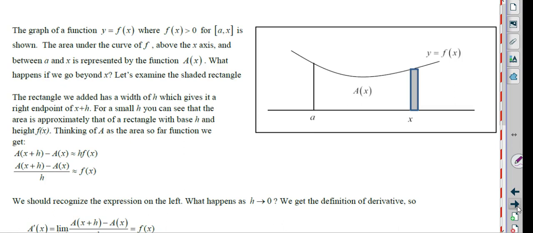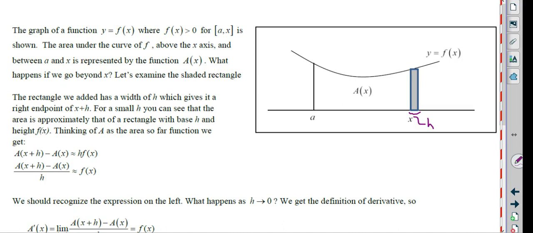on an interval from a to x, is shown. The area under the curve of f above the x-axis and between a and x is represented by the function capital A of x. What happens if we go beyond x? What if we move this over a little bit? Let's examine the shaded rectangle. The rectangle we added has a width of h. h, that's the width of that rectangle, which gives us a right endpoint of x plus h.